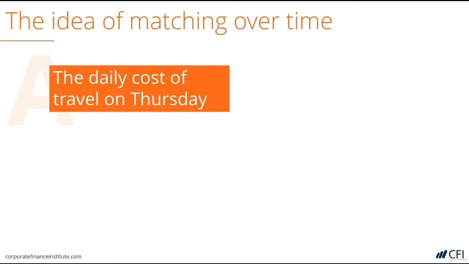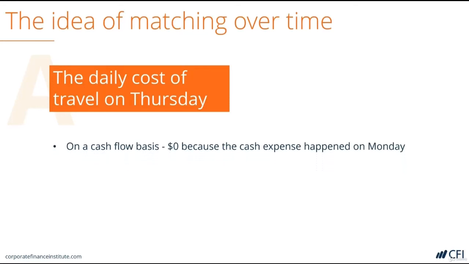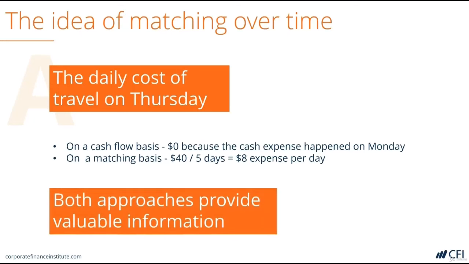The daily cost of travel on Thursday on a cash flow basis is 0 because the cash expense was already paid on Monday. However, on a matching principle basis, we take the $40 total cost divided by 5 days and determine that the daily cost of travel is $8. Both of these approaches provide valuable information to the user. The matching principle basis is better for planning the daily cost. However, the cash flow basis is better for planning on actual cash inflows and outflows.